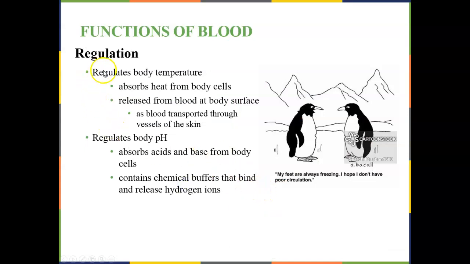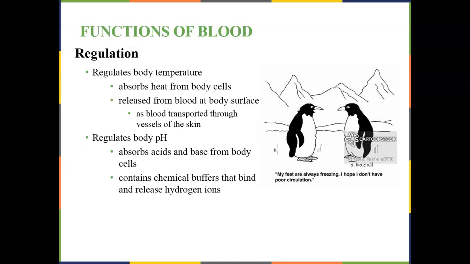Blood functions in regulation of body temperature and regulation of body pH. So when the body starts to heat up, that heat is going to move through the blood vessels to the surface of our skin. If our body starts to get cold, the blood is going to pool at the center of the body so that the organs that keep us alive will stay warm.